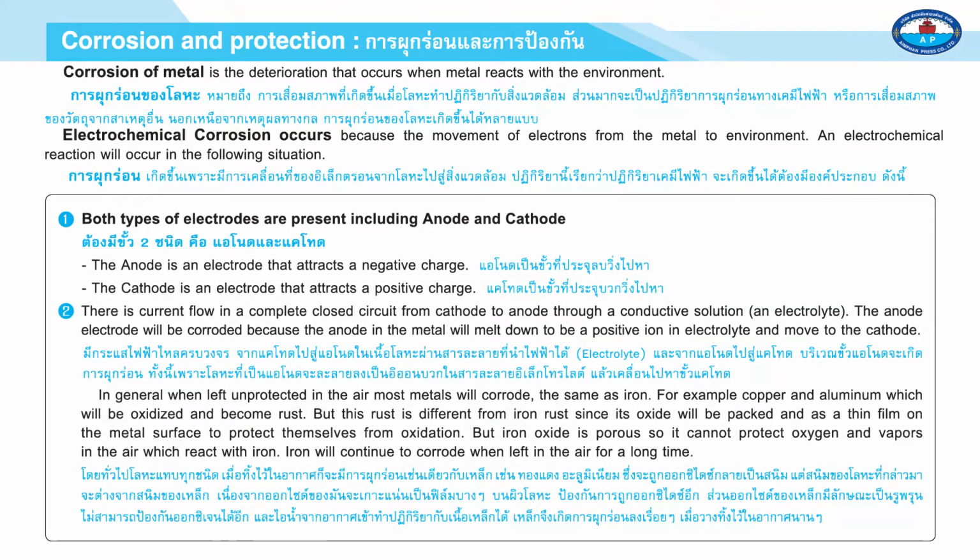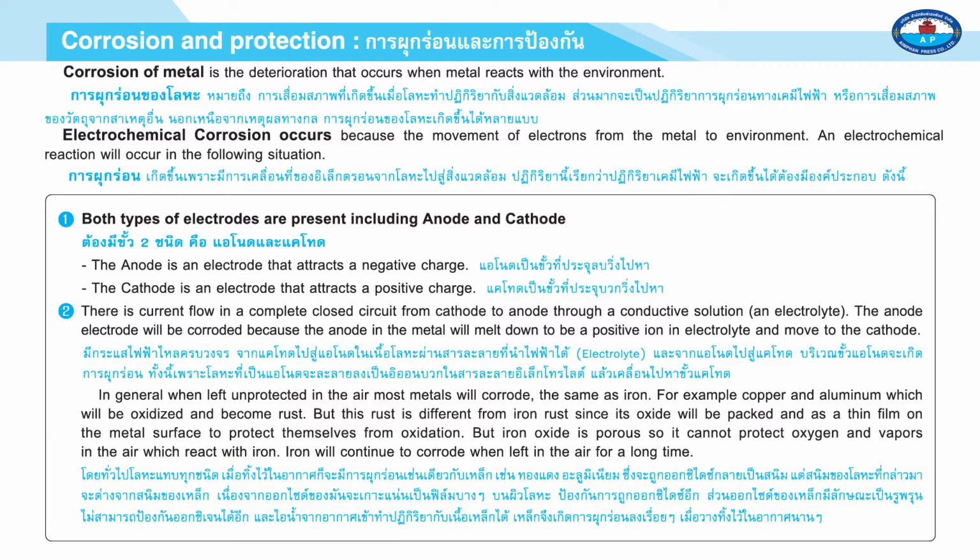1. Both types of electrodes are present, including the anode and the cathode. The anode is an electrode that attracts negative charge. Cathode is an electrode that attracts a positive charge. 2. There is current flow in a complete closed circuit from cathode to anode through a conductive solution, an electrolyte. The anode electrode will be corroded because the anode metal will melt down to become a positive ion in the electrolyte and move to the cathode.